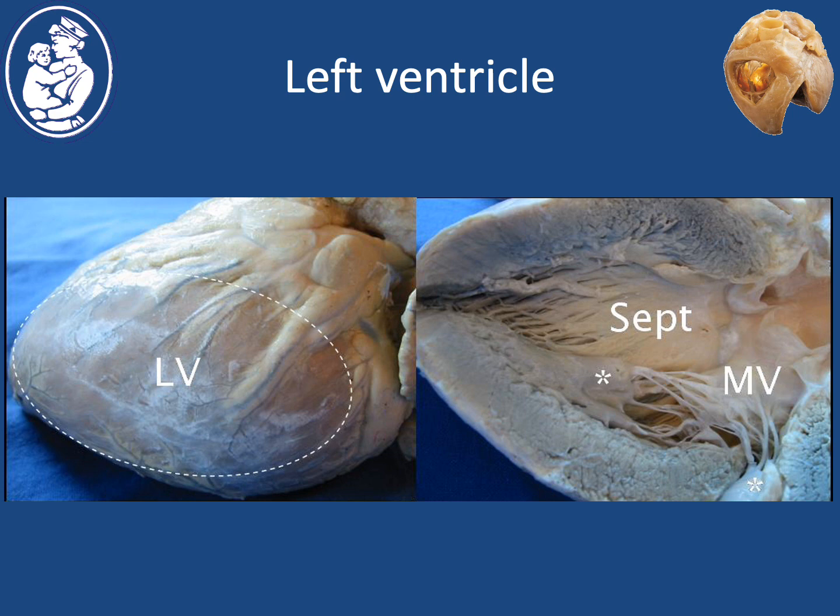There are free wall papillary muscles in the left ventricle with no insertions of the mitral valve onto the interventricular septum. The posteromedial muscle here adjacent to the interventricular septum, and the anterolateral muscle here on the free wall. The mitral valve typically has insertions into both papillary muscles.